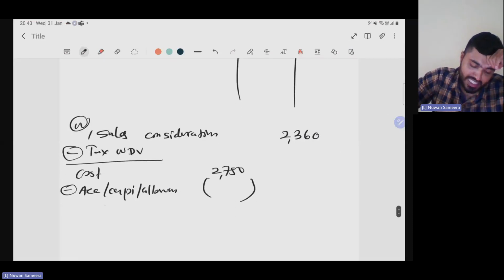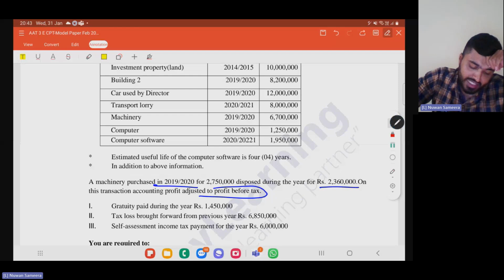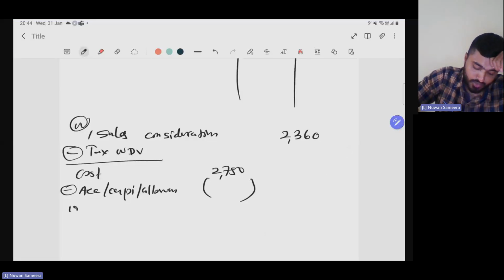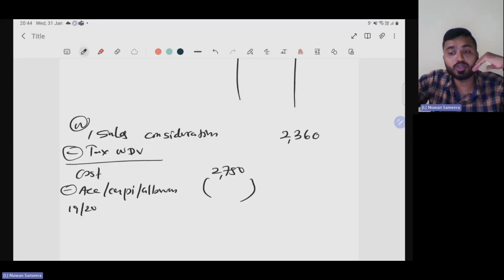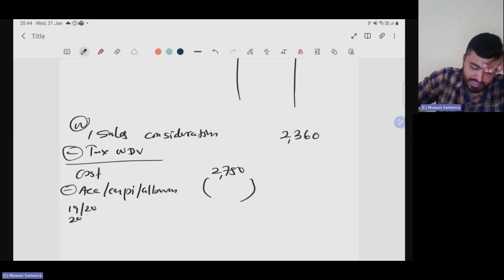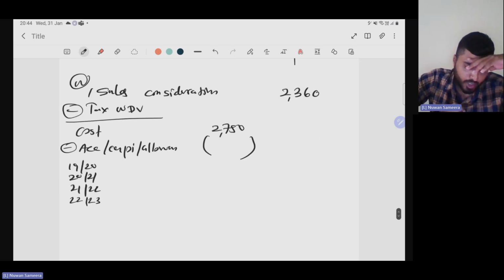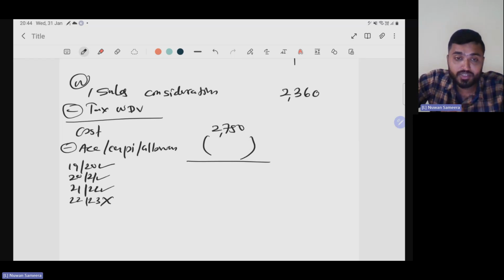So how can you get the accumulated capital allowance, not depreciation? When did they purchase this? 2019. Now you know with the asset purchase you get the capital allowance for all years, but in the year in which the asset is going to be disposed, you are not supposed to get the capital allowance. The accumulated means the total, the cumulative value. So for 2019 you get the capital allowance, 2020, 2021, 2021 and 2022, but you cannot get 2022 and 2023, because that is the year in which this machine is disposed. Therefore, in the disposal year you are not eligible to get the capital allowance.